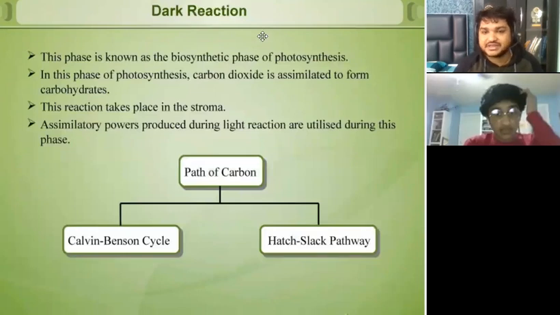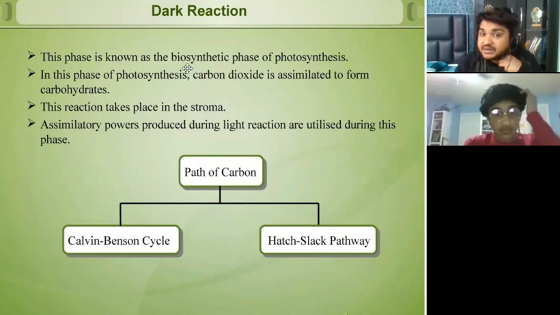Now we are coming to the dark reaction, because we have studied how the production of energy and the photophosphorylation take place. Now we're going to look at how the glucose forms. This phase is also known as the biosynthetic phase. The dark phase is also called biosynthetic, meaning synthesis of something, and synthesis of something means glucose.